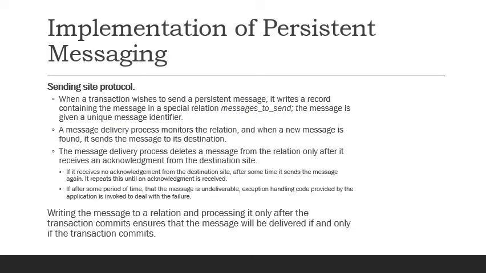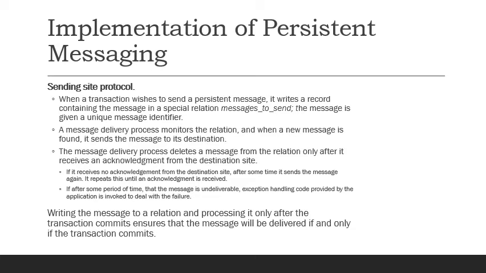Now let's see the implementation of persistent messaging. Persistent messaging can be implemented on top of an unreliable messaging infrastructure, which may lose messages or deliver them multiple times, by these protocols. First one, the sending side protocol. When a transaction wishes to send a persistent message, it writes a record containing the message in a special relation, messages to send. The message is given a unique message identifier.